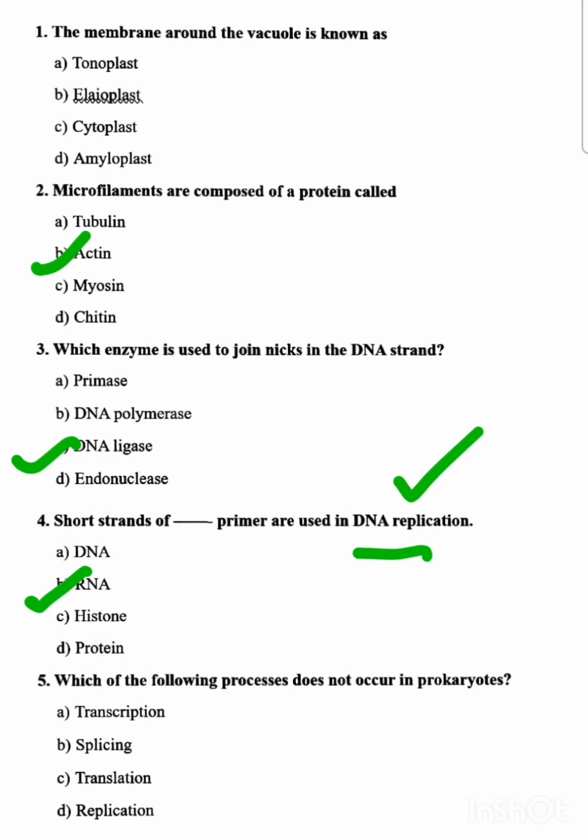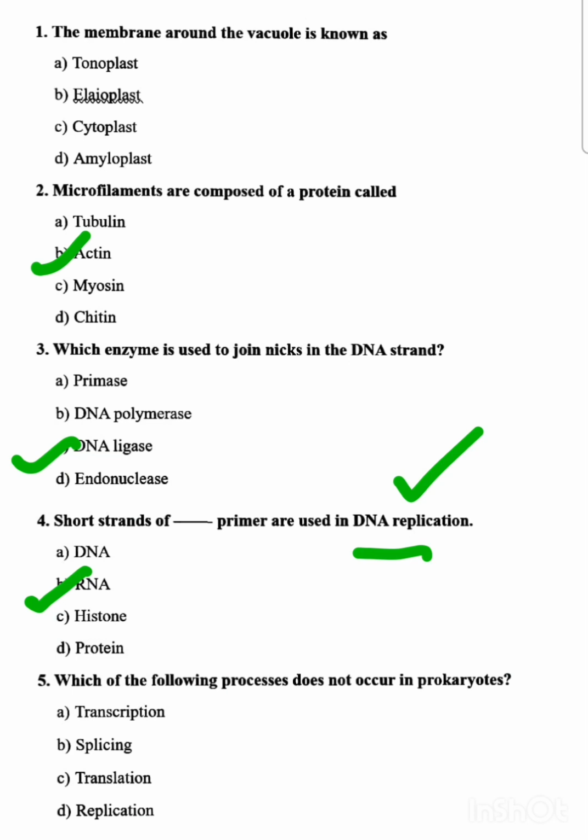During DNA replication, at first the primer attaches to the single strands with the help of the enzyme primase. Those primers are actually RNA. These are RNA primers. Then question number 5, which of the following processes does not occur in prokaryotes?